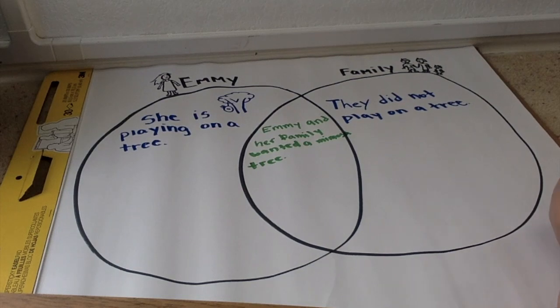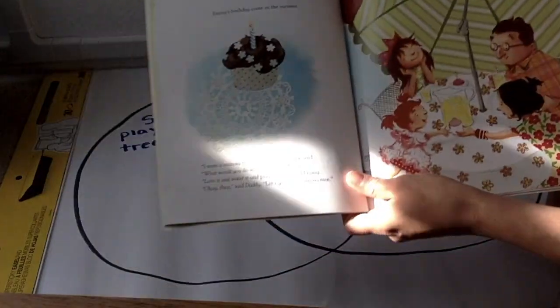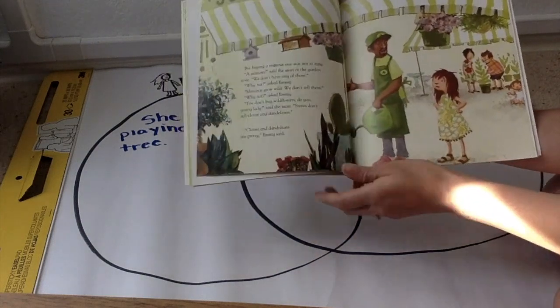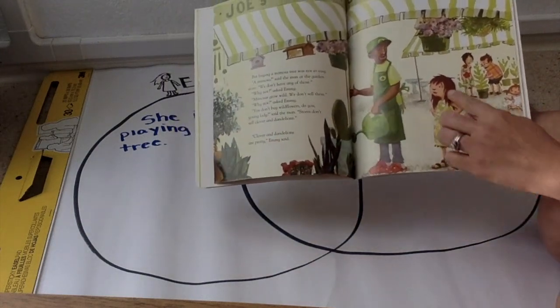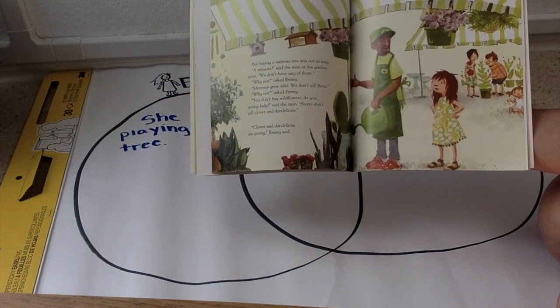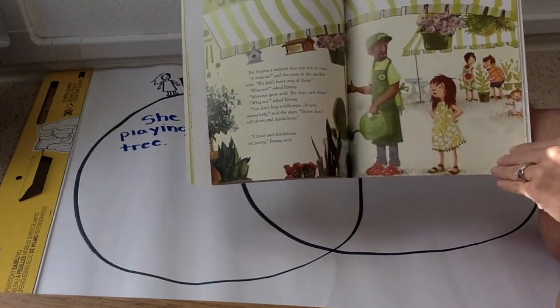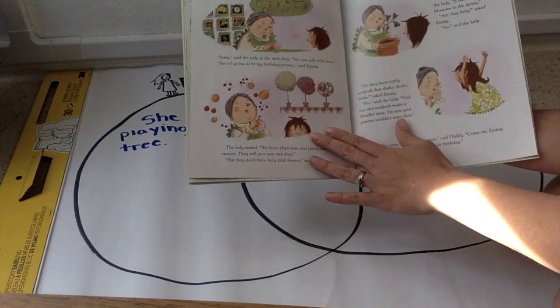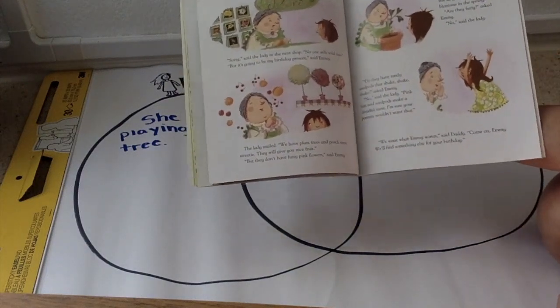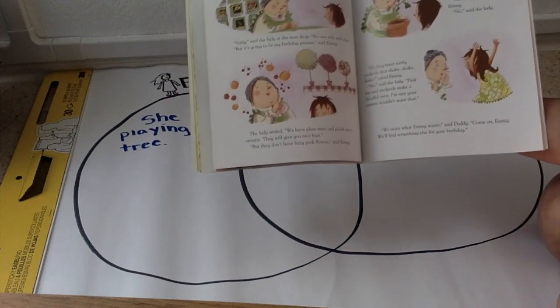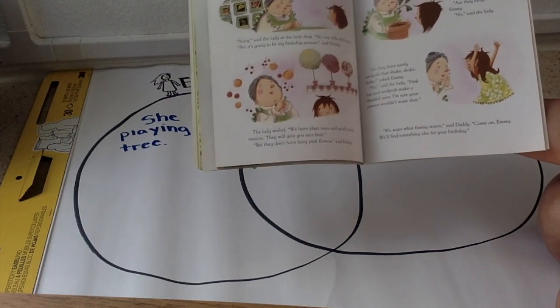Emmy and her family wanted a mimosa tree. Let's keep checking and see if maybe they did something a little different or if they keep on doing the same things. There's Emmy at the store looking for her mimosa tree. What's her family doing? Yeah, her family also went to the store. And over here, Emmy's telling the lady she wants a mimosa tree. And what does her daddy say? Yeah, we want what Emmy wants.